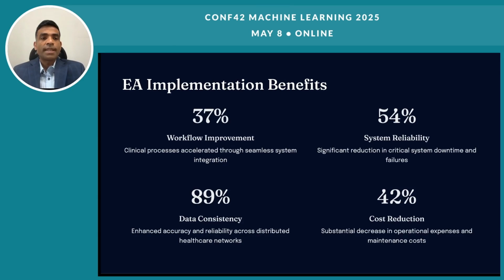We also observed an 89% improvement in data consistency through standardized data models and governance. Enterprise architecture dramatically enhances the accuracy and consistency of information across distributed healthcare networks, thereby improving clinical decision making and reporting. We also observed a 42% cost reduction overall, with streamlined operations and reduced maintenance demands. Enterprise architecture drives substantial reductions in operational expenses, allowing organizations to reallocate resources towards innovation and patient care initiatives.